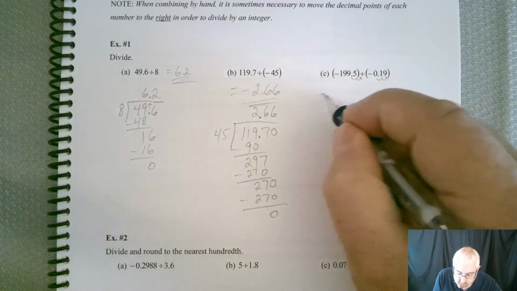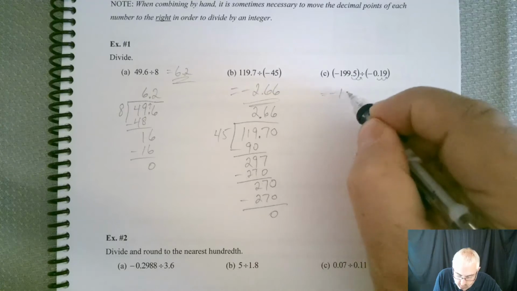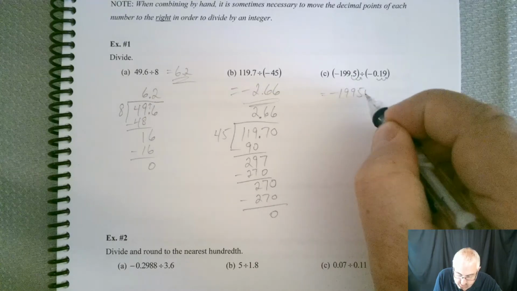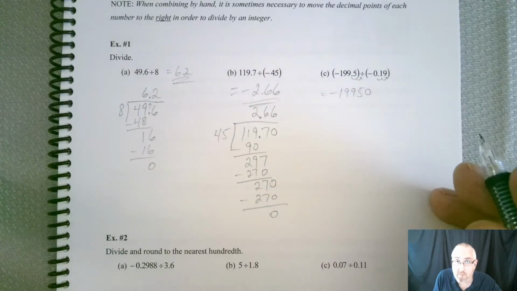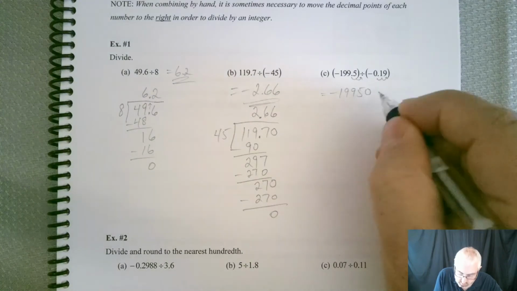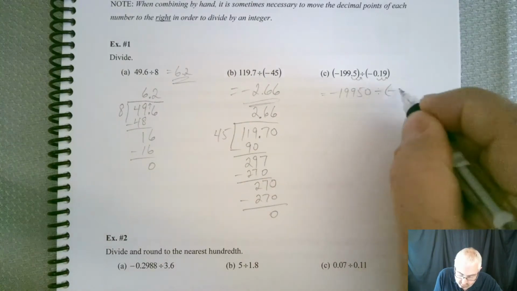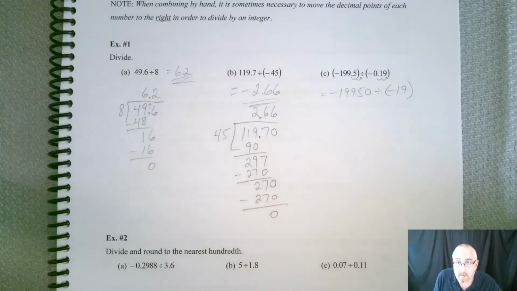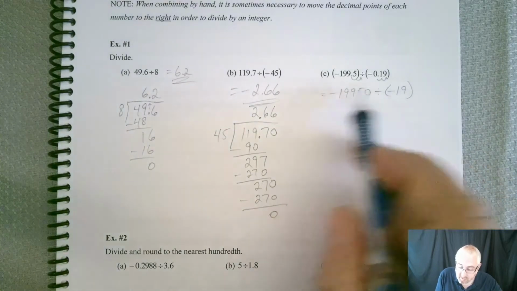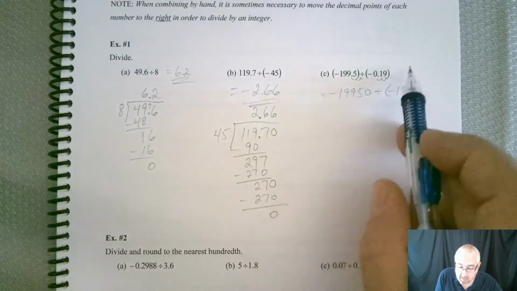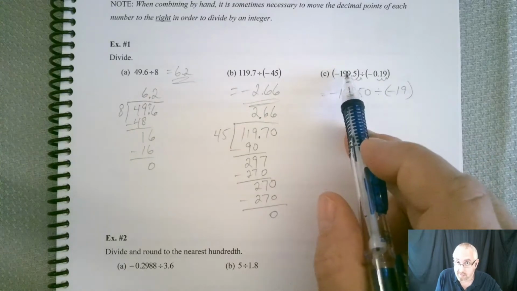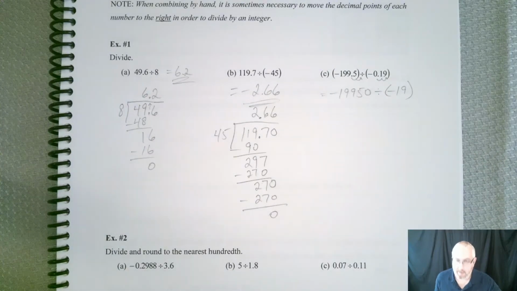So now let's just rewrite our problem. Negative 19950. No more decimal places on that one. Divided by negative 19. So now the answer to this should be the same as the answer to this. All right, and we're going to check it at the end.